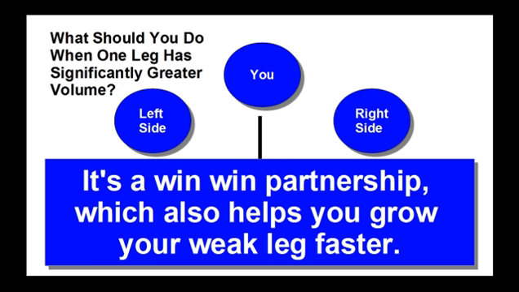And at some point in time, you may then want to revert back to the original sponsoring placement technique of first person on the outside of your weak leg, second person on the outside of your strong leg, third person on the outside of your weak leg. You can then still use that to help that person on your weak leg continue to see growth in their organization.